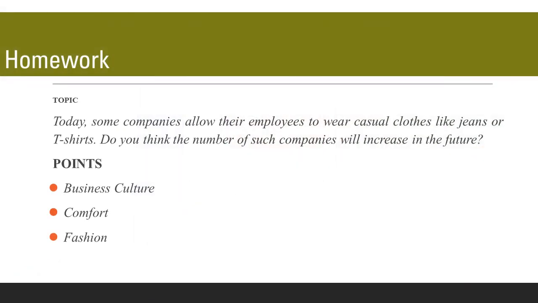Next week, we're going to talk about some things for those supporting paragraphs. But I'd like to introduce a little homework at this point. Homework for this week. This is the question about casual clothes in companies. Okay. Today, some companies allow their employees to wear casual clothes like jeans or t-shirts. Do you think the number of such companies will increase in the future? Again, this was a real test question from a couple years ago. The points they provided you were business culture, comfort, and fashion.